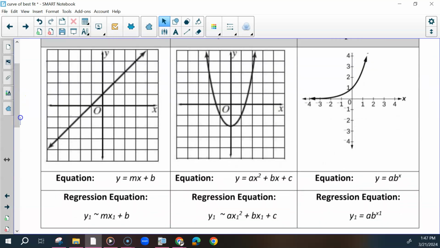The equations for those 3: we know lines are y equals mx plus b. We talked about that since the beginning of the year. Quadratics we're still diving into, but that's our y equals ax squared plus bx plus c. We've seen a lot of that in factoring and our polynomial stuff. And then our exponentials, y equals a times b raised to the x power. And then your regression equations are also given there as well. Keep that in mind.